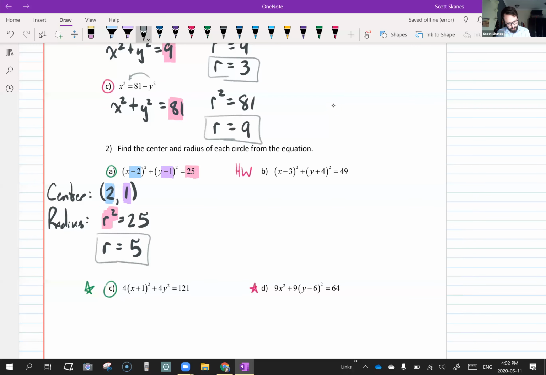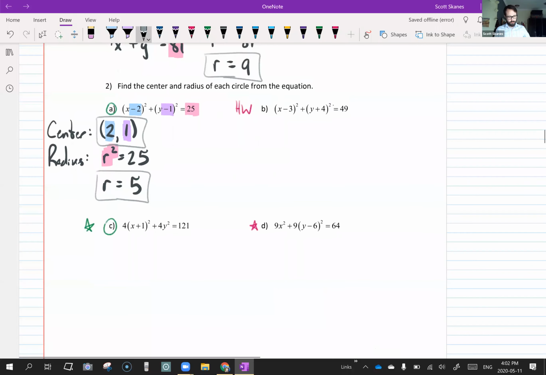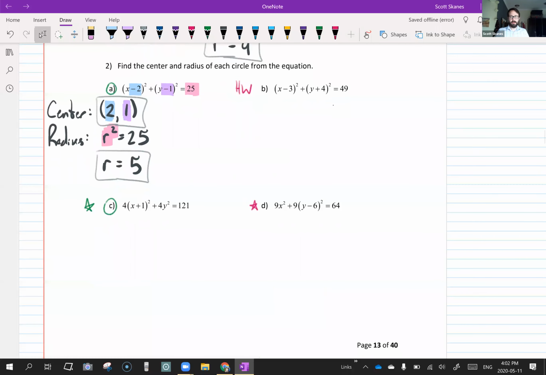Okay, these are nice and quick. Nothing much to them. B you can do for homework. I want to do C because there's a little extra step. What you should notice is that this question 2C is not in regular form, or not in standard form for a circle.